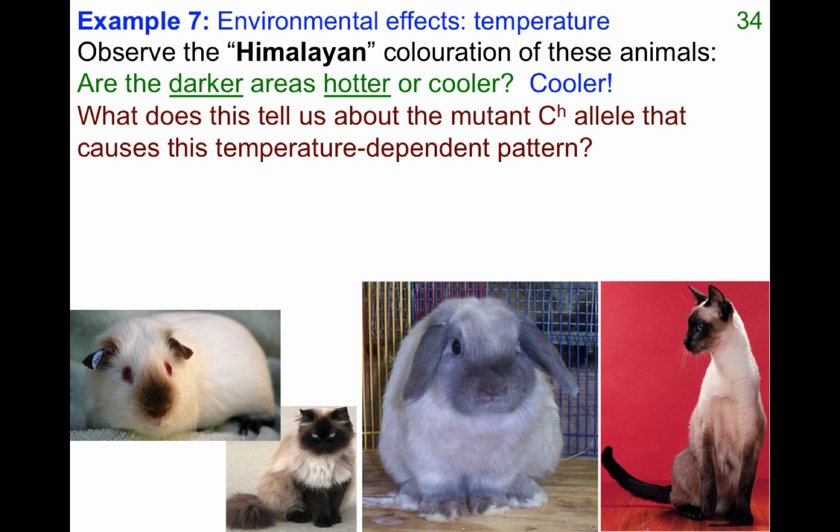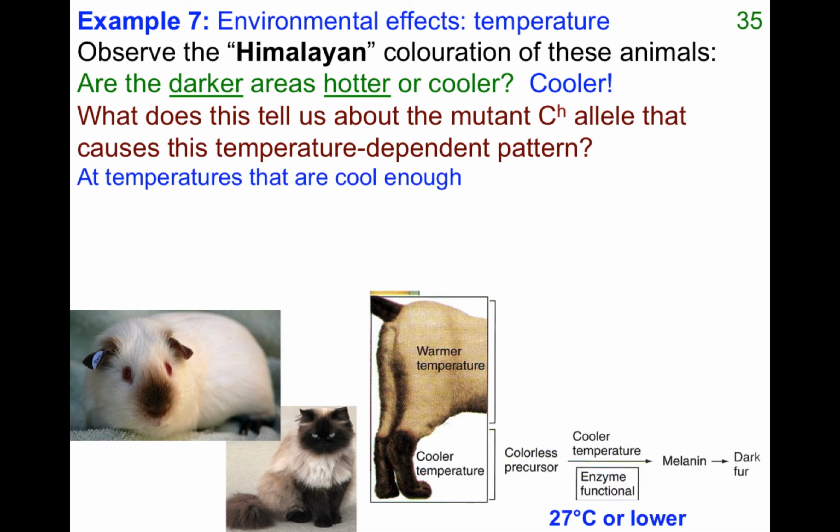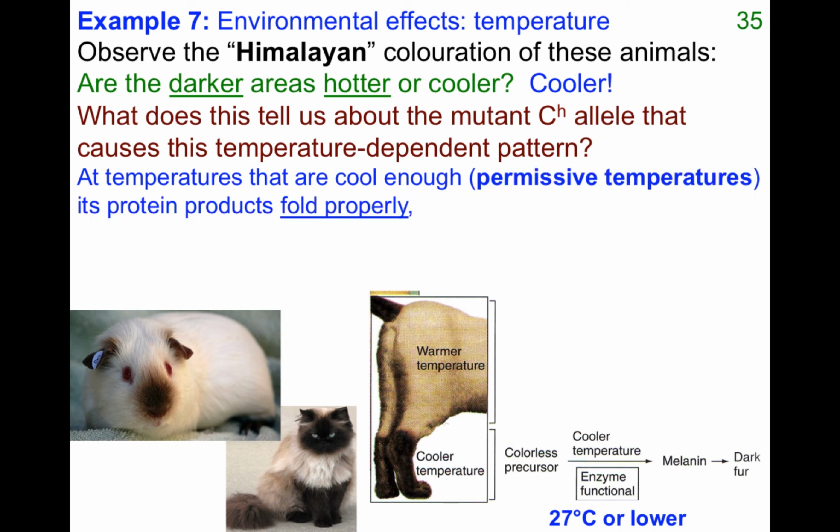All right, welcome back. So the way these alleles may work, or the way they do work, is that when the temperature is cool enough, what we call a permissive temperature, this mutant protein is still able to fold properly and therefore make the darker pigment. Okay, so in these cool areas, the protein can fold properly, can function normally.